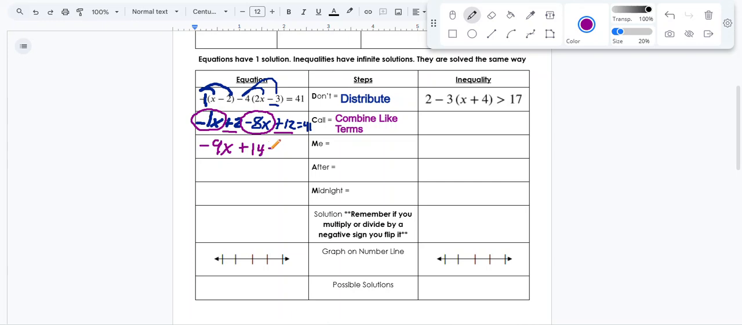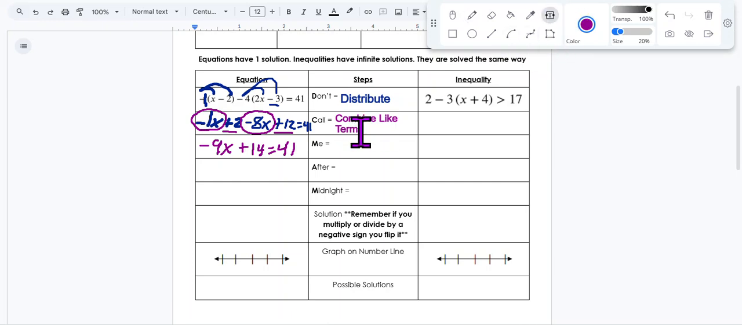I don't combine anything across the equal sign. That kind of just stays over there until we start doing inverse operations. All right, so we're just simplifying this side of the equation. This stays here until we start doing inverse stuff, which we're going to do soon. Okay, so first step, distribute. Second step, combine like terms.